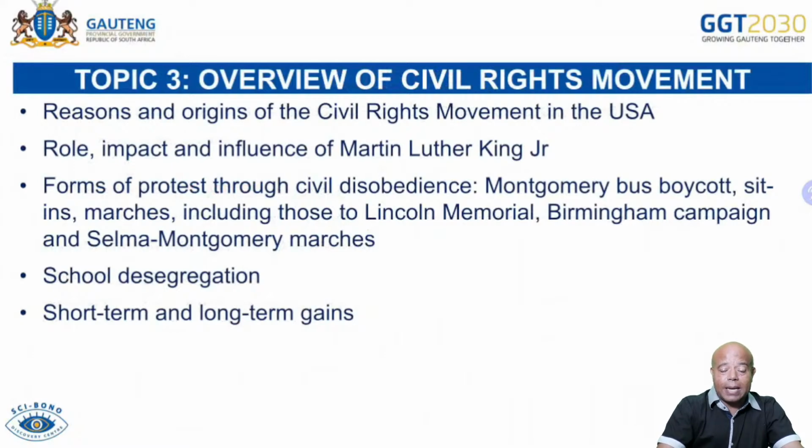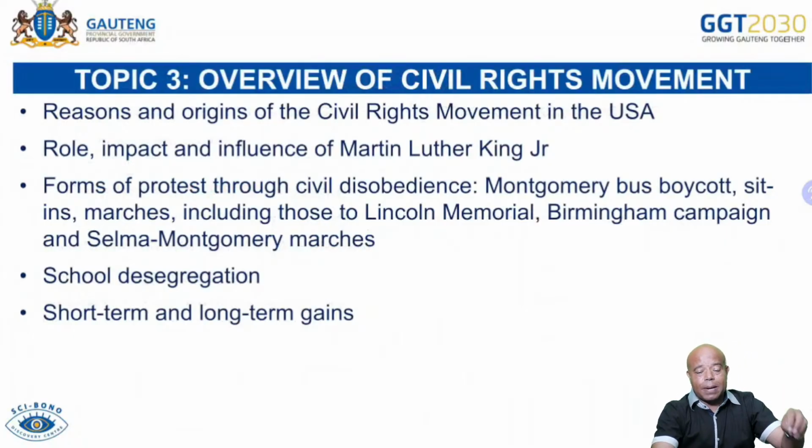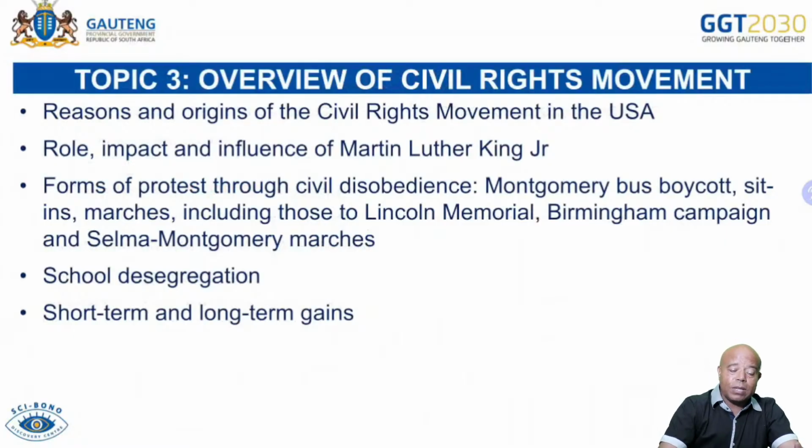It started off with the Rosa Parks incident. So it's important that we understand it started off with the Rosa Parks incident. Then that led to what we call the Montgomery bus boycott. Then it went to the sit-ins, and after the sit-ins, the freedom rides. After the freedom rides, the Birmingham campaign, then the Lincoln Memorial March, and then the Selma Montgomery March.